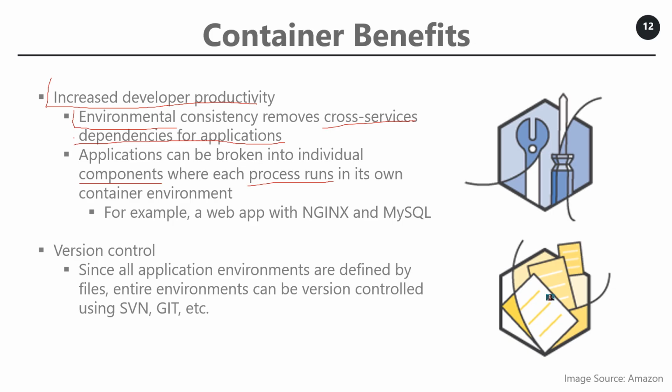For example, a web application with Nginx and a database with MySQL, running separately. And because of that, there are other benefits we'll discuss in a moment. Version control is another benefit. Since all application environments are defined by files, entire environments can be version controlled using all the different tools and standards, SVN, Git, etc. Okay.